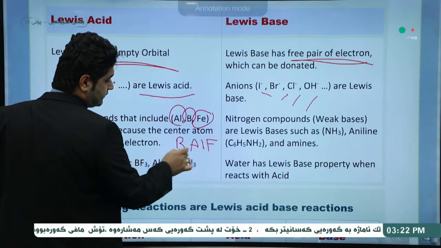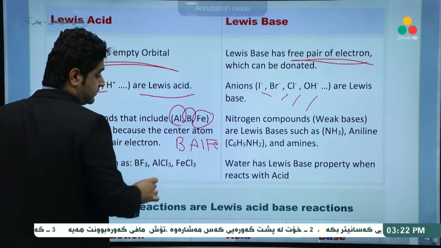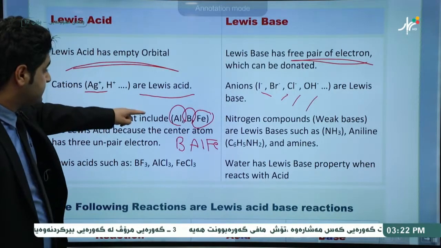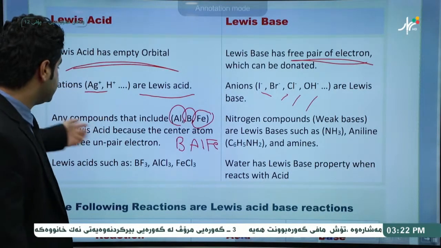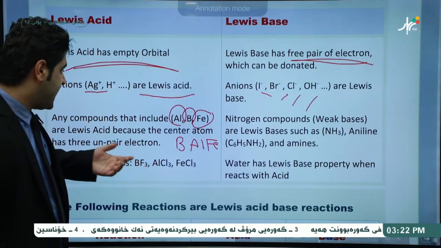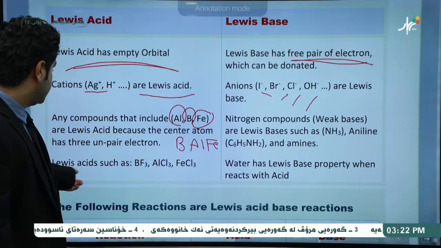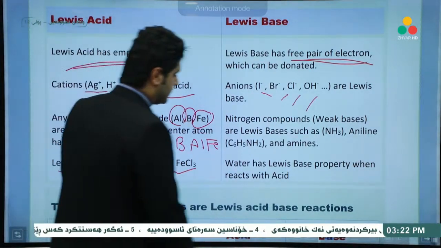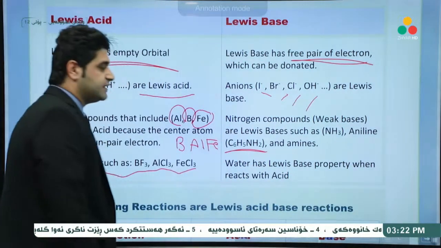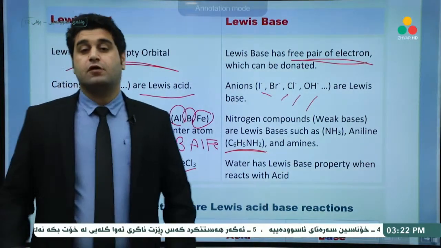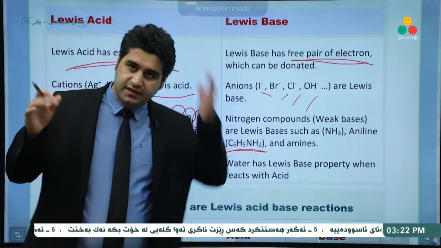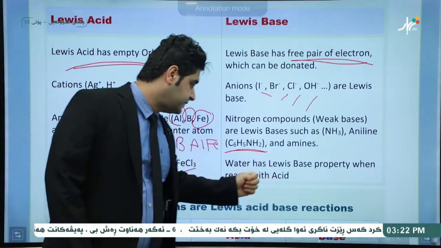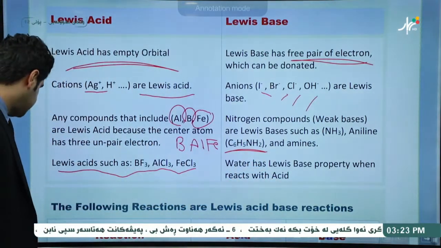Okay, we say balif. In Kurdish, balif, pillow. Well, any compound that contains aluminum, boron, and fluorine, they become a Lewis acid. Okay, such as BF3, AlCl3, and FeCl3. Any compound, especially organic compound that has nitrogen, will be a Lewis base. But here is Lewis acid.